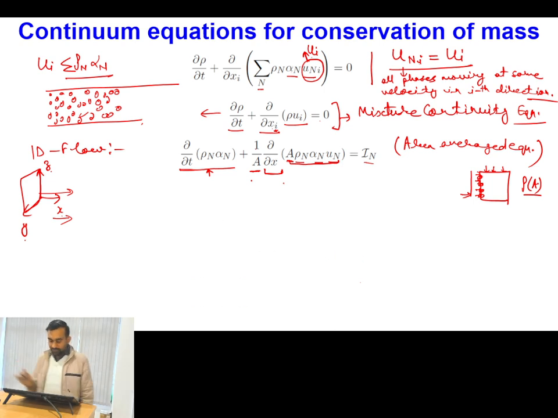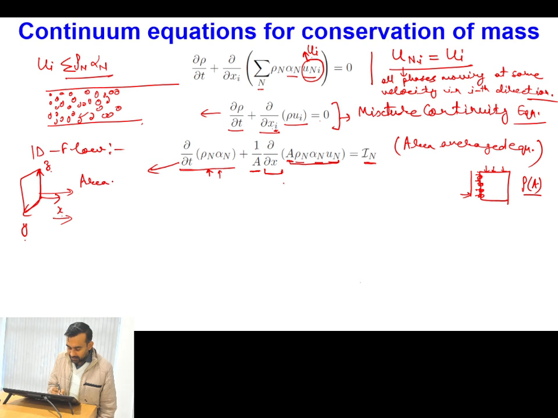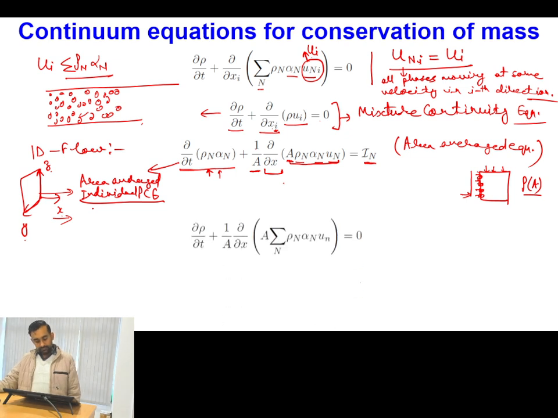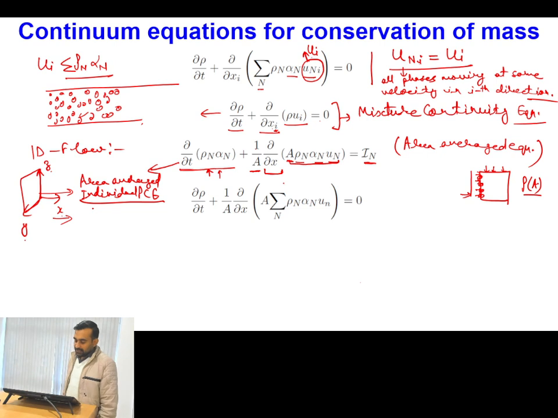Now, of course, because this equation is for the nth phase, on the right hand side I have the source term. So I can call this equation the area averaged individual phase continuity equation. Area averaged individual phase continuity equation. Is this one clear?